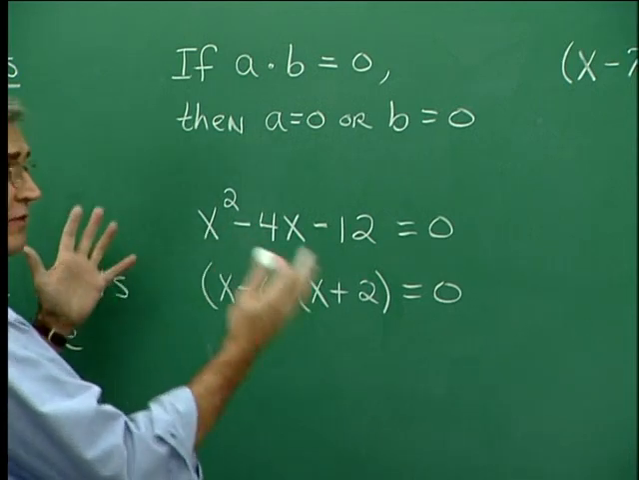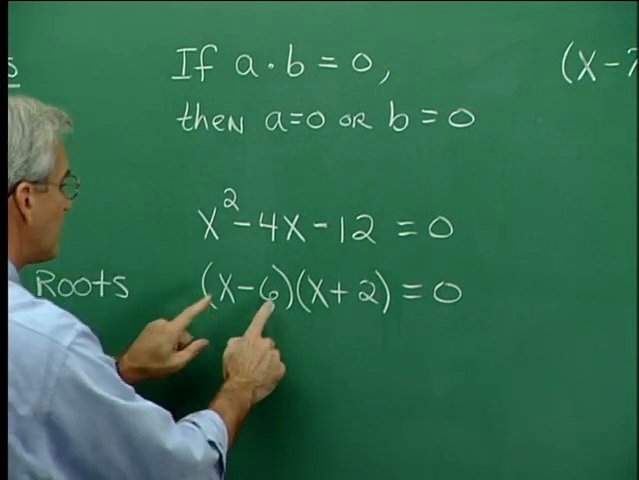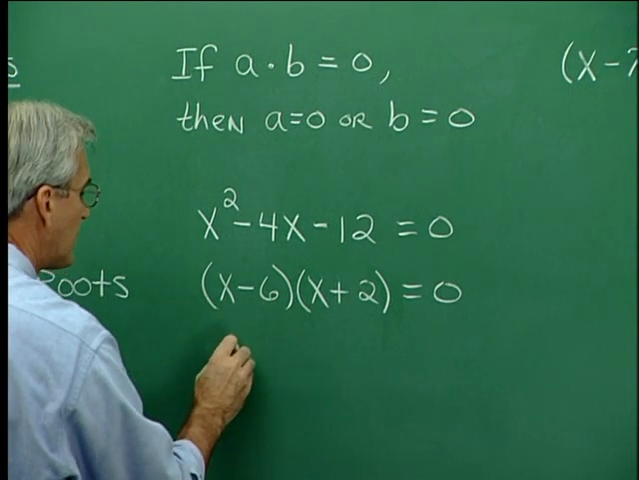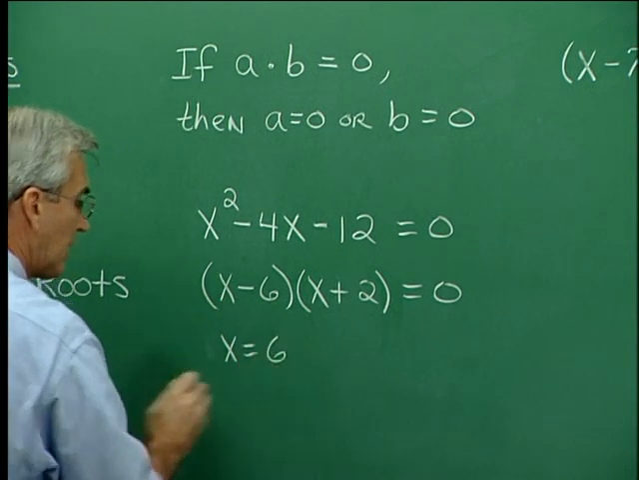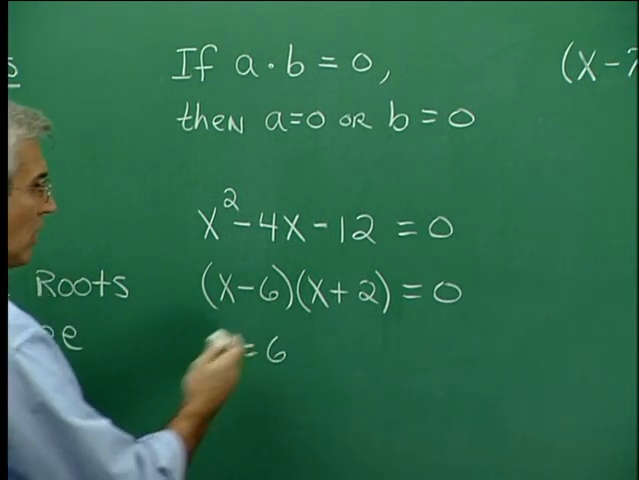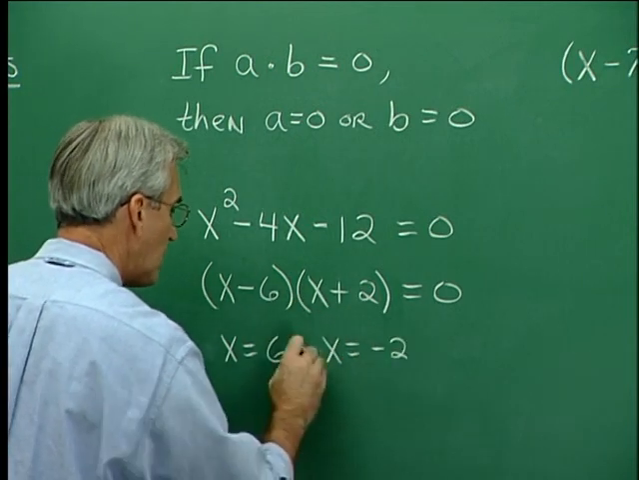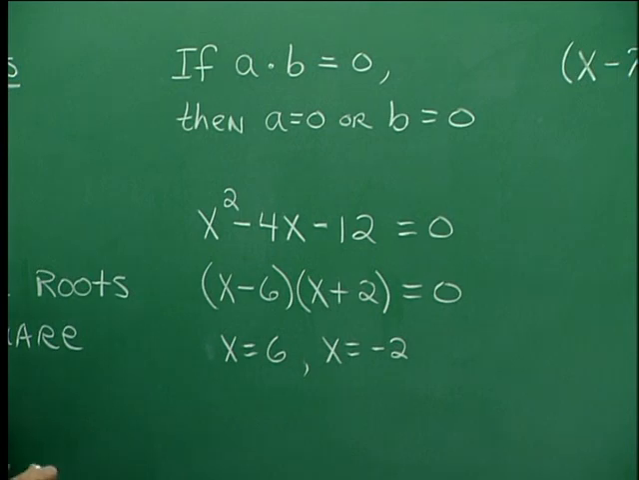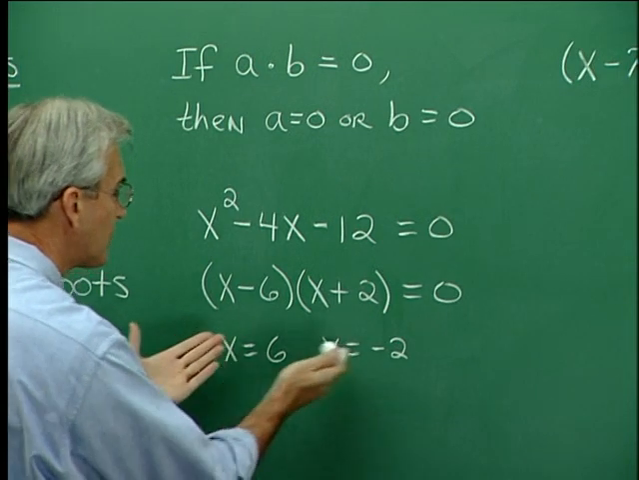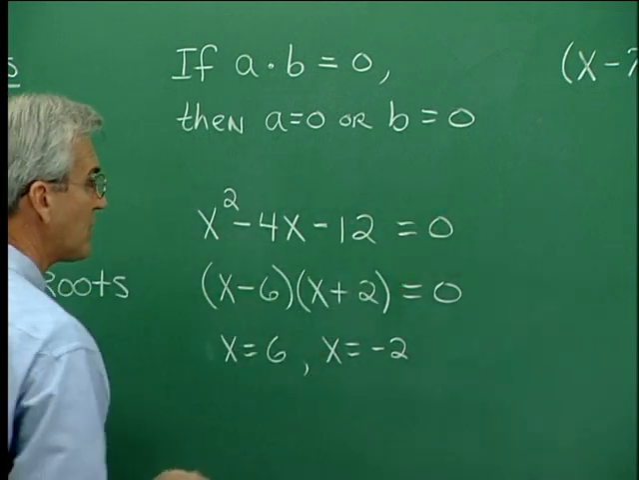Well, let's see. By observation, we can tell that when x is 6, this factor becomes 0. So x equals 6 is a solution to the equation. Also, this factor becomes 0 when x equals -2. So here are the two solutions to the equation. We could verify them as solutions by popping these values of x into the original equation.